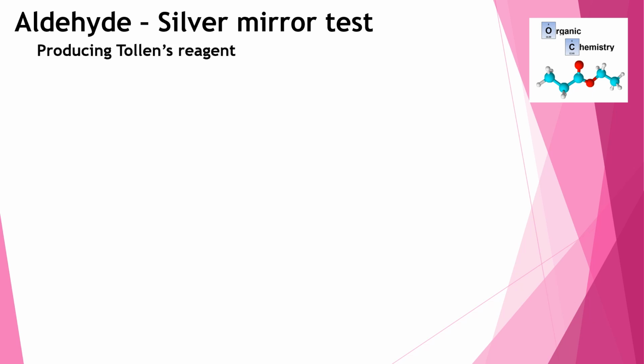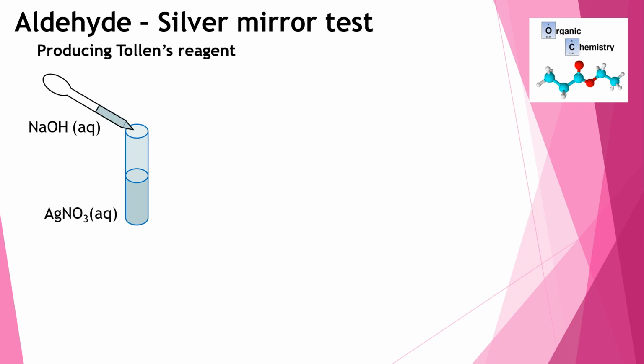And the first one that we'll use here is Tollens reagent. Before we can do the silver mirror test, I have to produce some Tollens reagent, and usually I have to produce it fresh. To do that, I take a sample of silver nitrate, put it into a test tube, and add some sodium hydroxide until I get a brown precipitate. So I add the sodium hydroxide and then I get a brown precipitate.